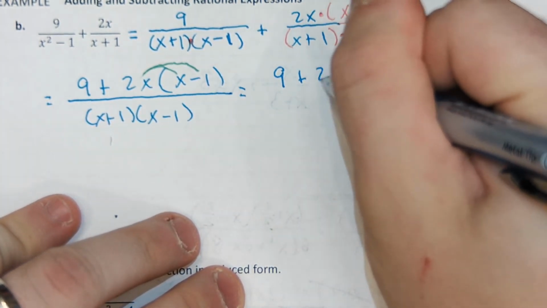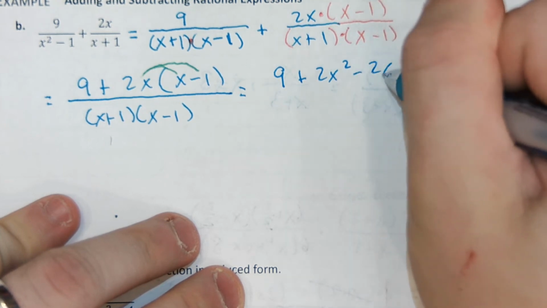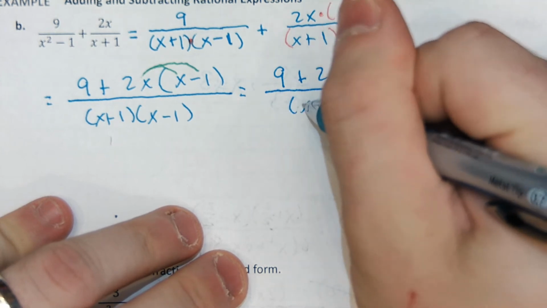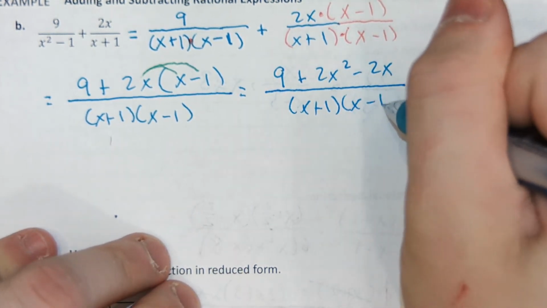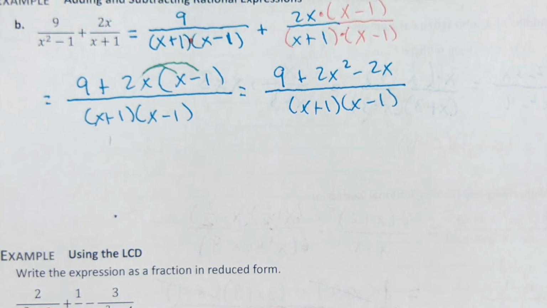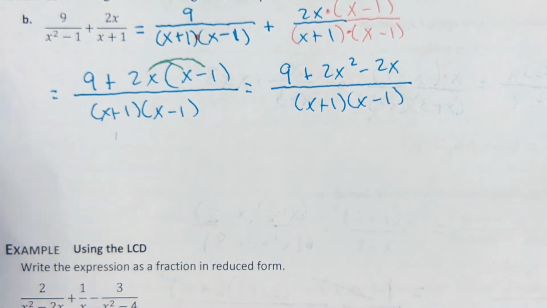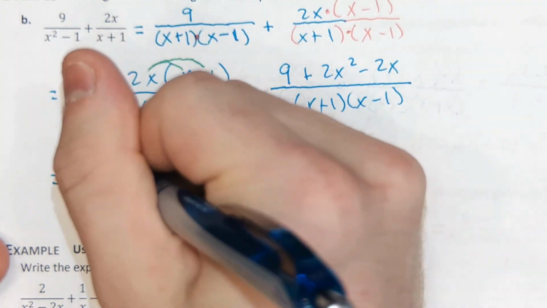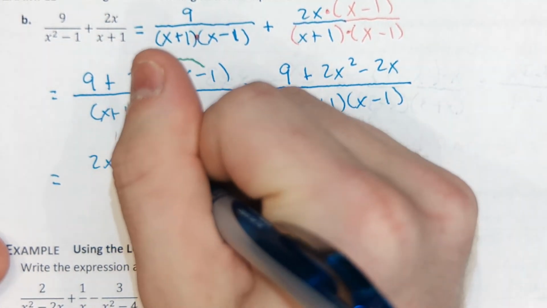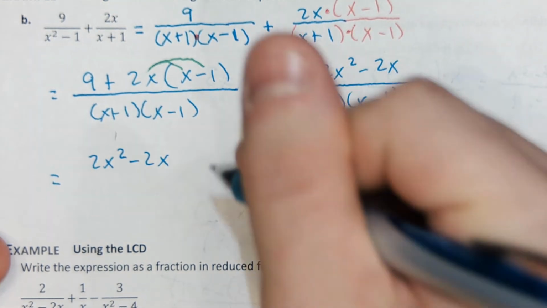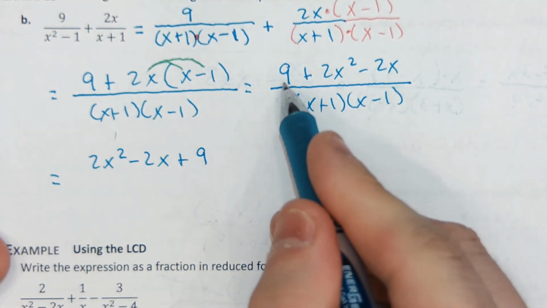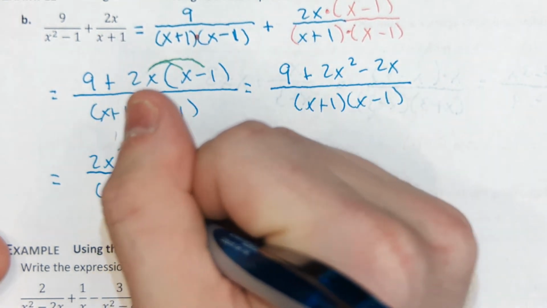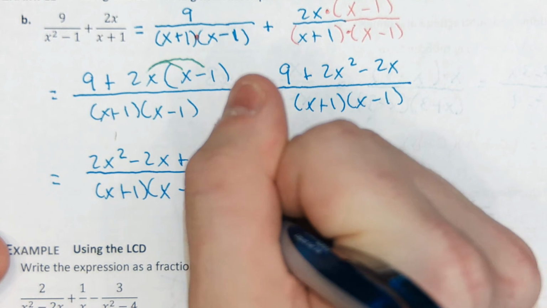9 plus 2x squared minus 2x all over x plus 1 times x minus 1. This numerator is written odd. It's not in standard form. Standard form would have it written in the correct order. So I'm just going to reorder it real quick. 2x squared minus 2x plus 9, because this 9 is positive, all over x plus 1 times x minus 1.